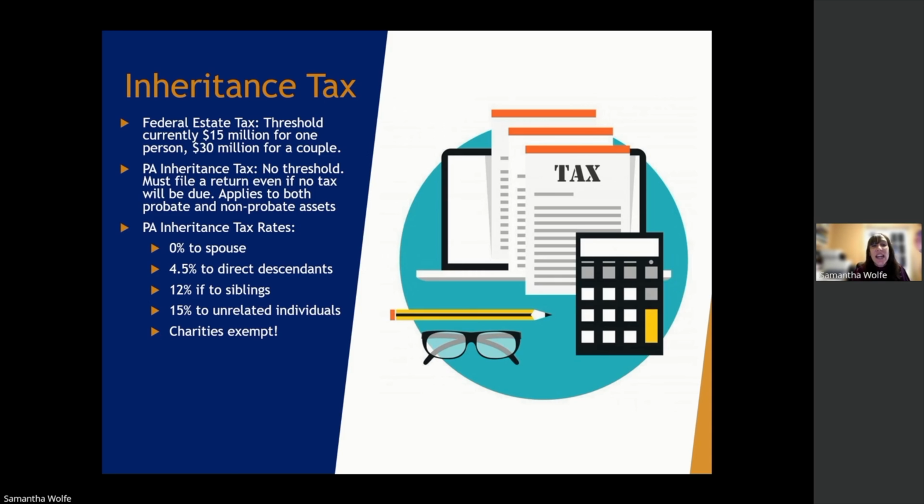The inheritance tax rates depend on the beneficiary's relationship to the decedent. So if it pays to a spouse, it's 0%. Pays to direct lineal descendants or to parents, so up or down your line, it's 4.5%, 12% to siblings, 15% to anyone else, including nieces and nephews. Charities are exempt.